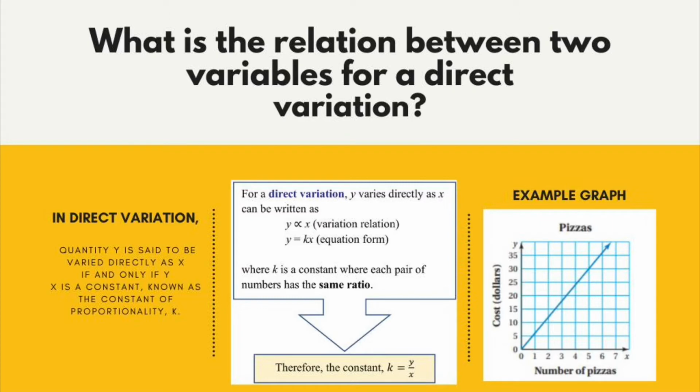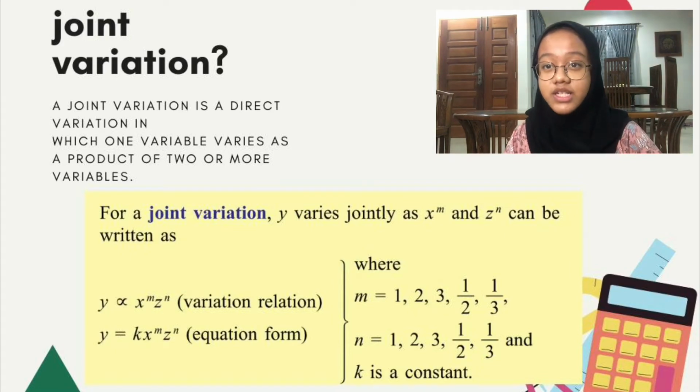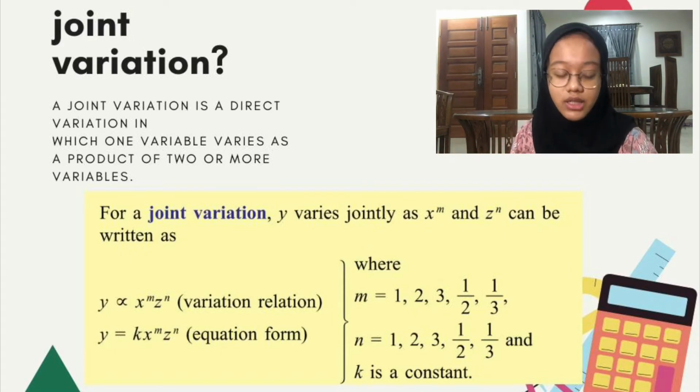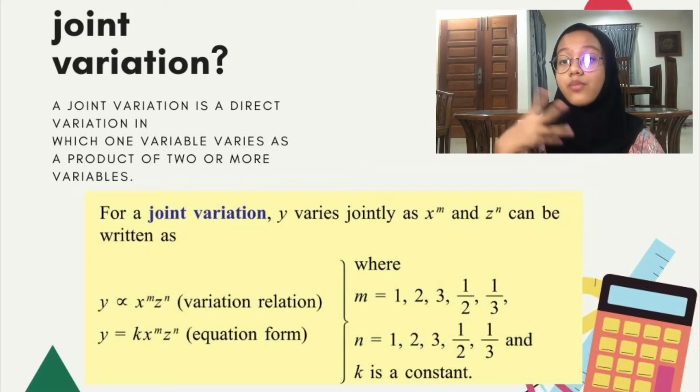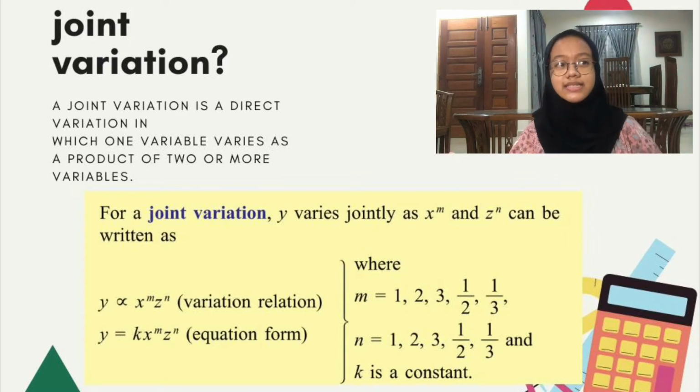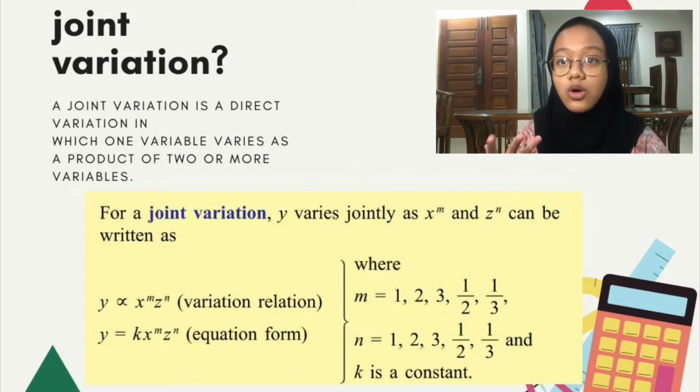As you can see in the example graph, when y increases, x will increase because this is a direct variation. You also have to remember that in direct variation, there is also joint variation. A joint variation is a direct variation in which one variable varies as the product of two or more variables. So y varies jointly as x and z, or x, z and c, like that. Let's look at an example.